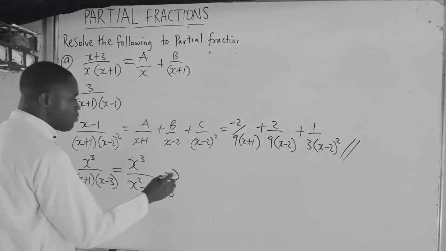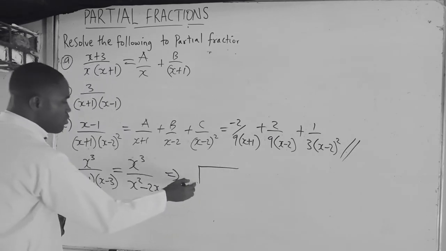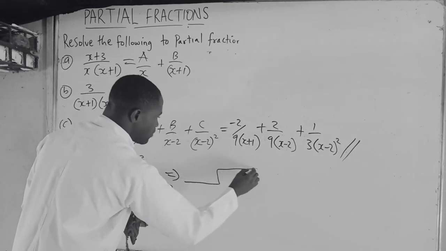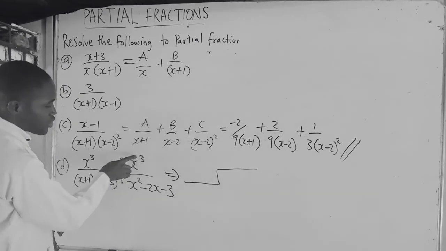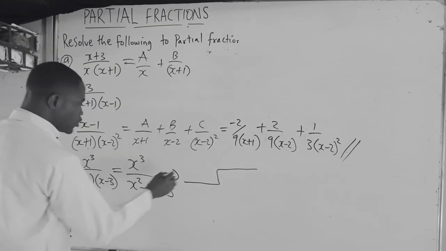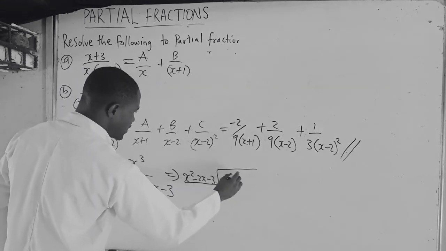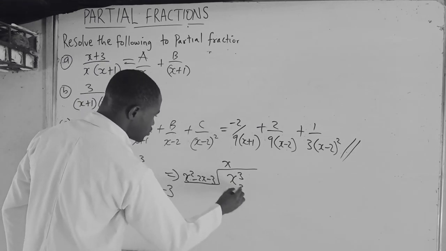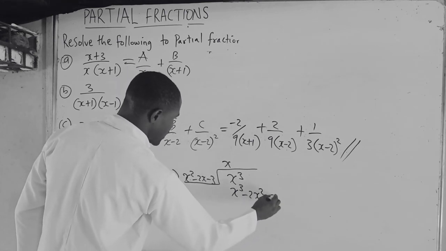Because of that, we must go to long division. Why? Because the numerator is not meant to be in higher power than the denominator. Because the numerator has higher power than the denominator, we go to long division method. We now put x squared minus 2x minus 3. Say it's dividing this. This divide this, we have x. x times is x cubed. x times is minus 2x squared. x times is minus 3x.